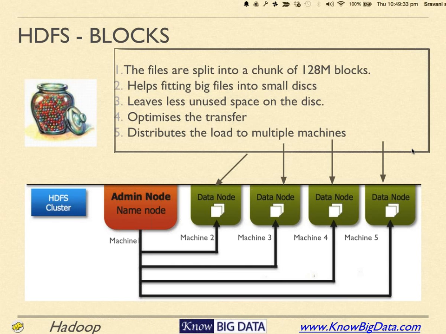So basically each file is split into blocks, each of 128 MB size, except for the last one, which will generally be smaller. And these blocks are basically distributed across the data nodes.